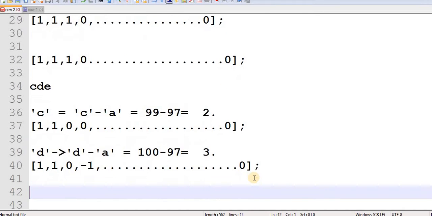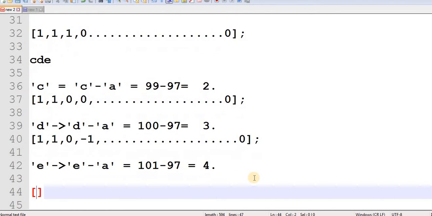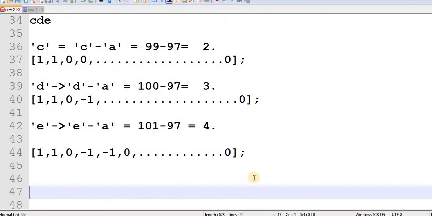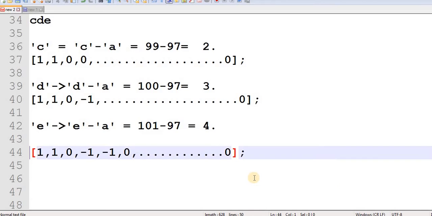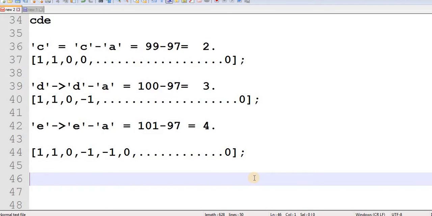Now the last input character is E, so the index obtained would be E minus A, that is equal to 101 minus 97, that is equal to 4. So at index 4 I am going to decrement the count, 1 comma 1 comma 0 comma minus 1 comma minus 1 comma 0 and followed by all zeros. Now after processing both the input strings, this is my counter array.